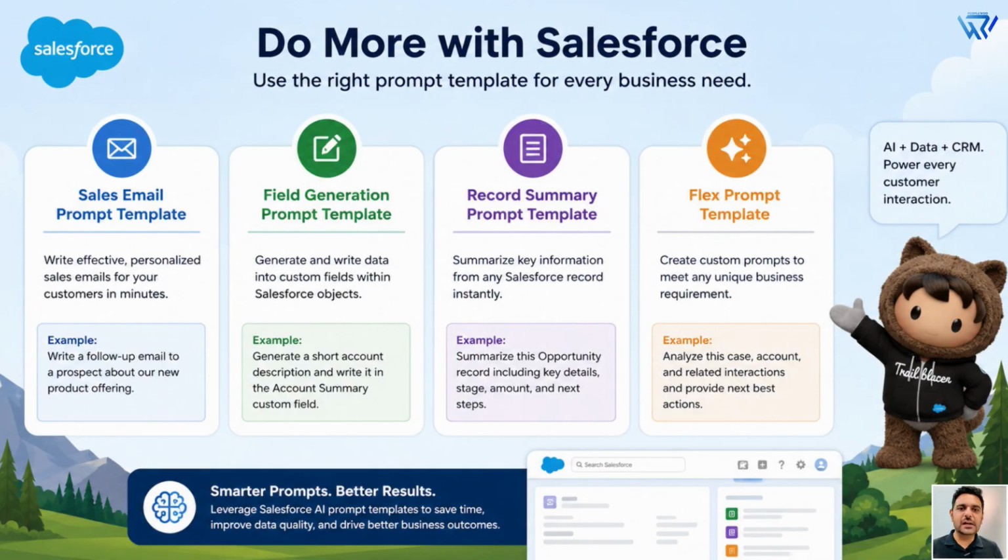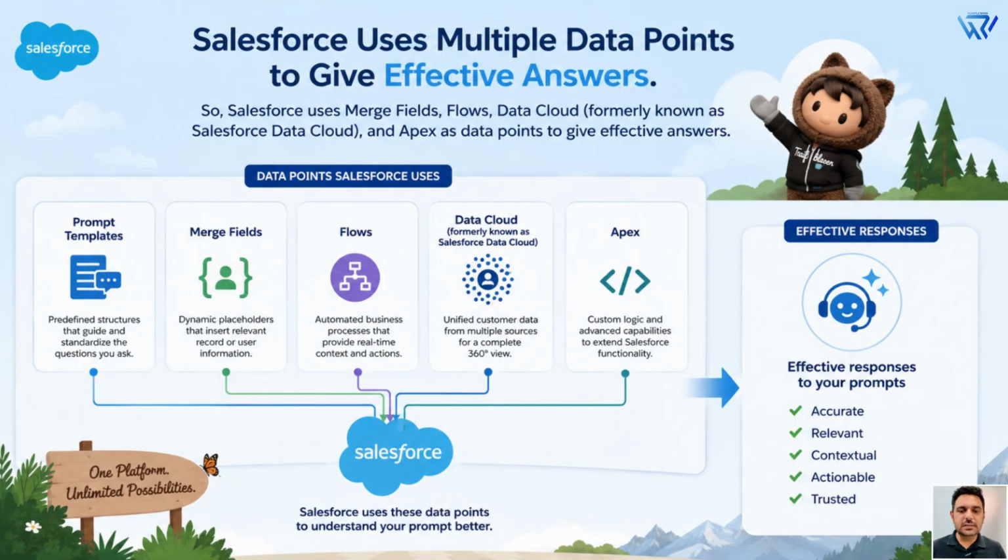If I want to summarize a record, I can use the record summary prompt template. If I want to write a custom business requirement altogether, I can use flex prompt templates. So Salesforce uses merge fields, flows, Data 360 and Apex as data points to give effective answers. Once we use these prompt templates, merge fields, flows, Data 360, formerly known as Salesforce Data Cloud, and Apex, Salesforce uses these data points to give effective responses to our prompts.